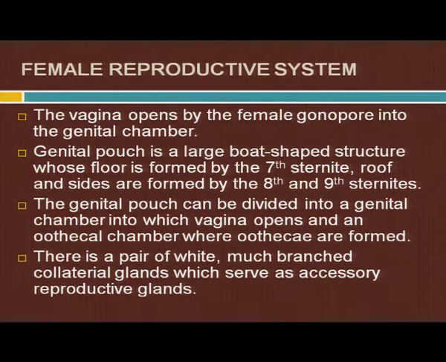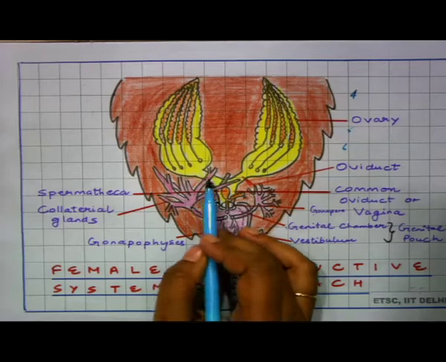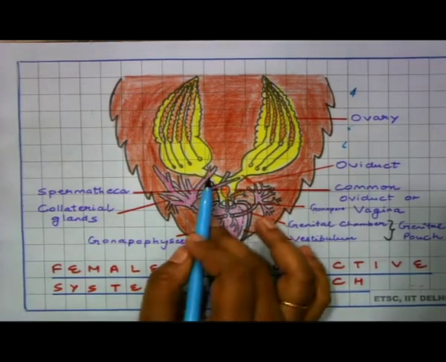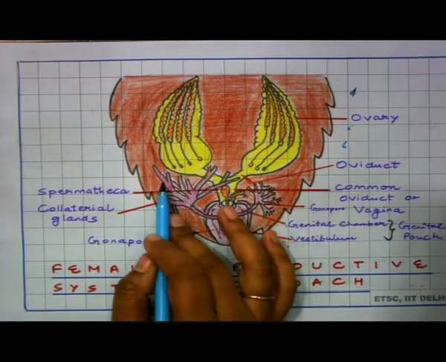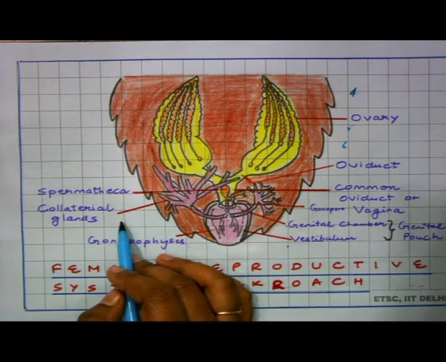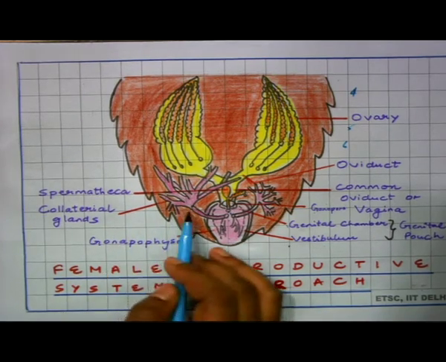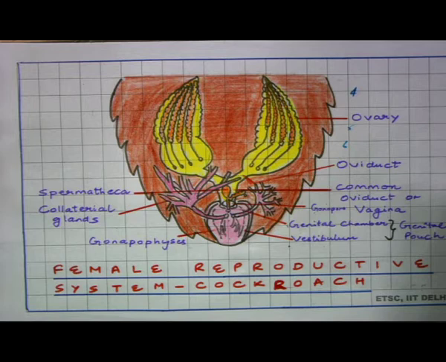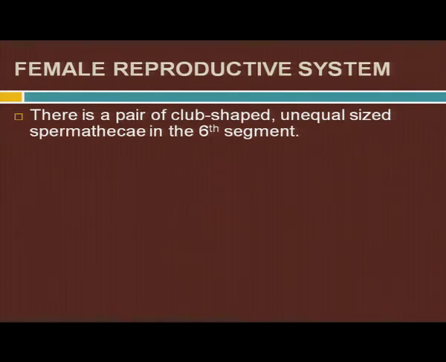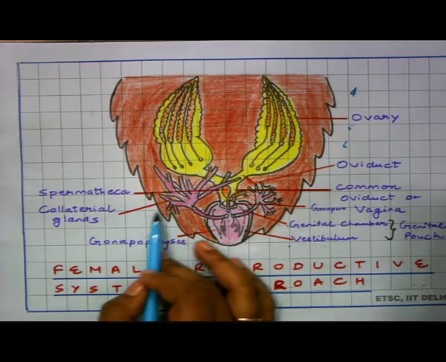There is a pair of white, much branched collateral glands. Here you can see stalk like tubular and branched structures which are known as collateral glands. These serve as the accessory reproductive glands. What function do they perform? Let us see. We will see it in further slides.